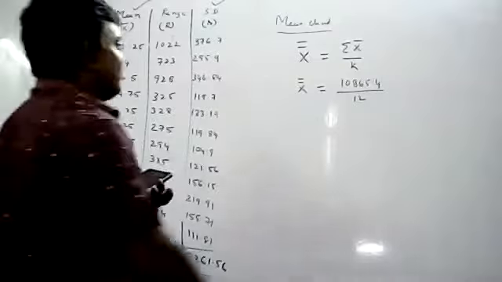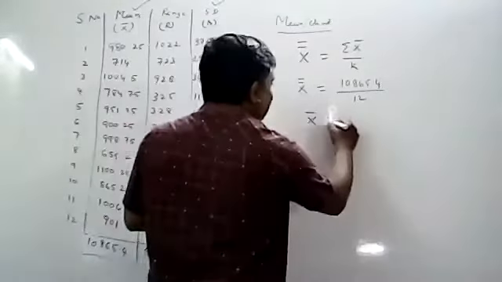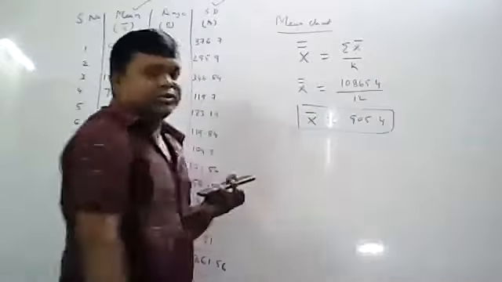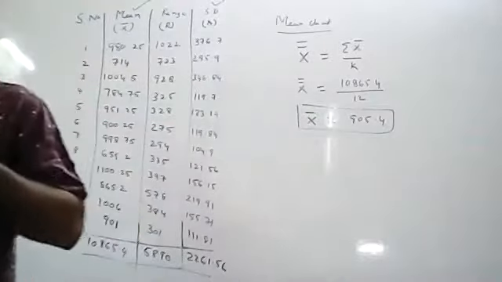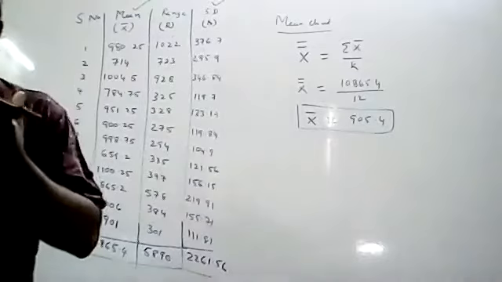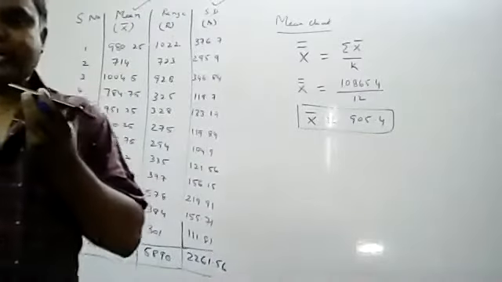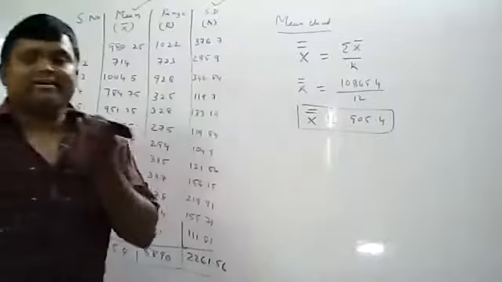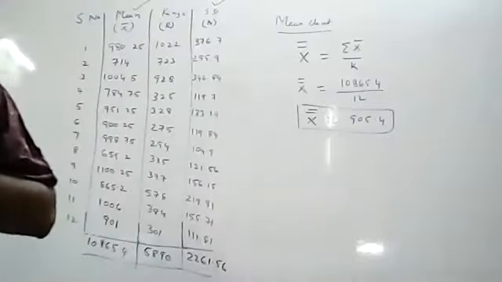905.45. Manually, 905.4 is enough. One place after the point is enough because you are doing manual calculation and have to construct the chart manually. So the X double bar value I got is 905.4. Now X double bar is completed.